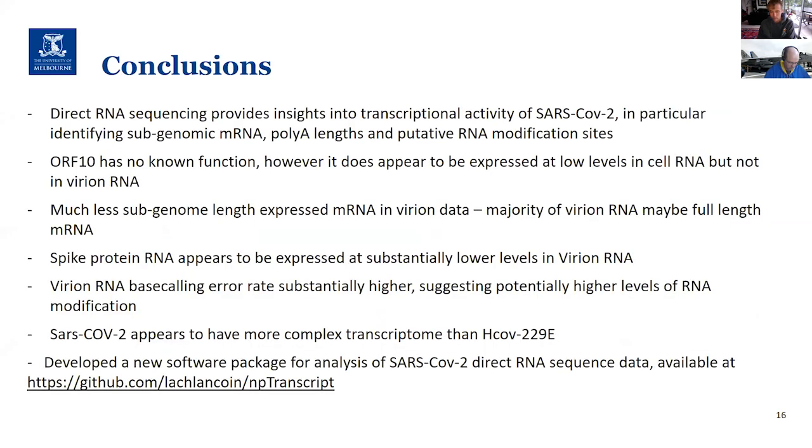So I will just conclude. Direct RNA sequencing is quite a nice tool for providing insights into transcriptional activity of SARS-CoV-2, in particular elucidating the subgenomic mRNA. I didn't show this, but you can also look at poly-A lengths, and you can start to look at putative RNA modifications as well. So we reported about 42 C modifications, but we haven't done any kind of experimental validation of those.